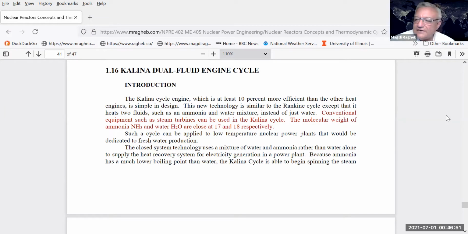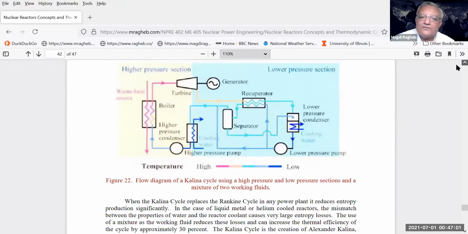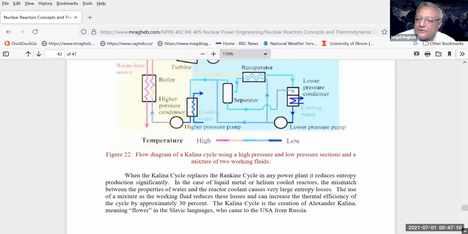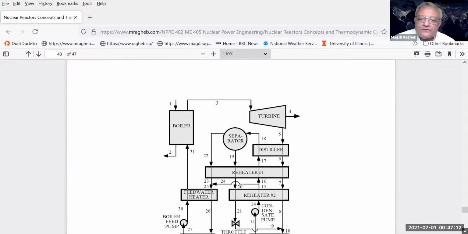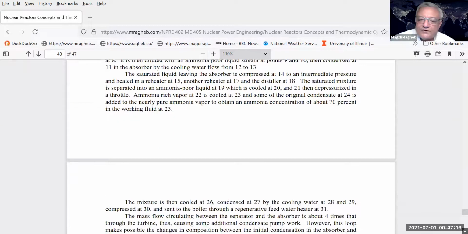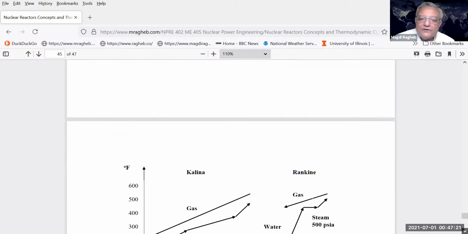I mentioned the Kalina cycle, and this is a dual fluid engine cycle. So we go over it also in some more detail here. The cycle becomes quite complicated because you have now two fluids that have their own heat rejection and cooling cycle. If you are interested, you may look at it in more detail. This is the cycle diagram, but let's look very quickly at what kind of an advantage we get if we apply the Kalina cycle.